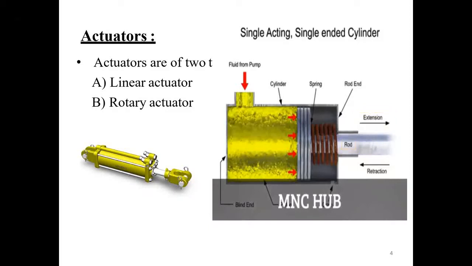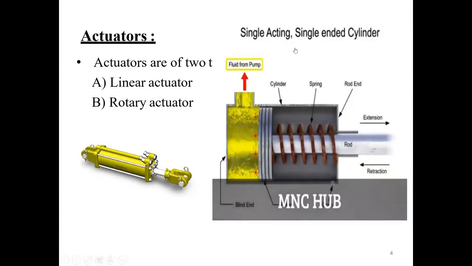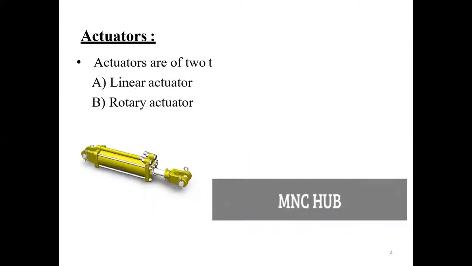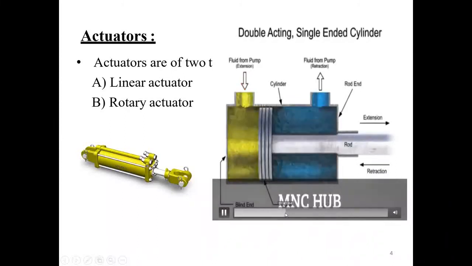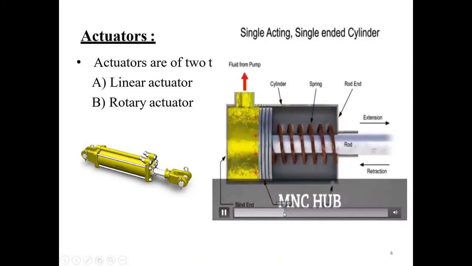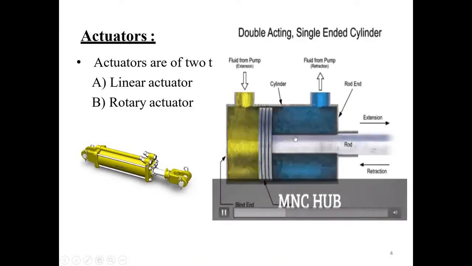When a control valve directs fluid out of the port, the fluid pressure is removed. The force of the spring pushes against the piston in the other direction, and the rod returns into the cylinder. So this is the working of the single acting cylinder and the double acting cylinder.